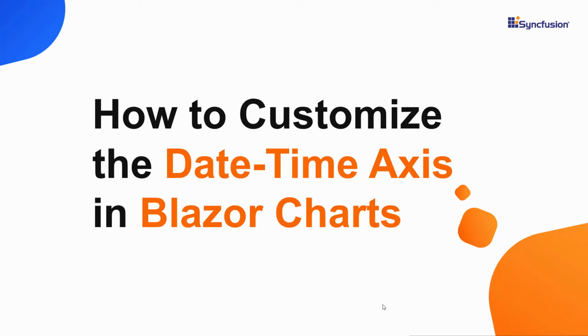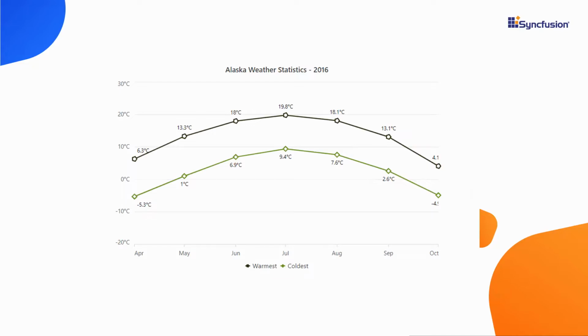Hi everyone, welcome back. In this video, I will show you how to display date-time labels in the horizontal axis, along with its other customization options. Look at this line series chart that shows weather statistics data. Also, the x-axis is further enhanced with other customizable elements like axis labels and axis ranges.